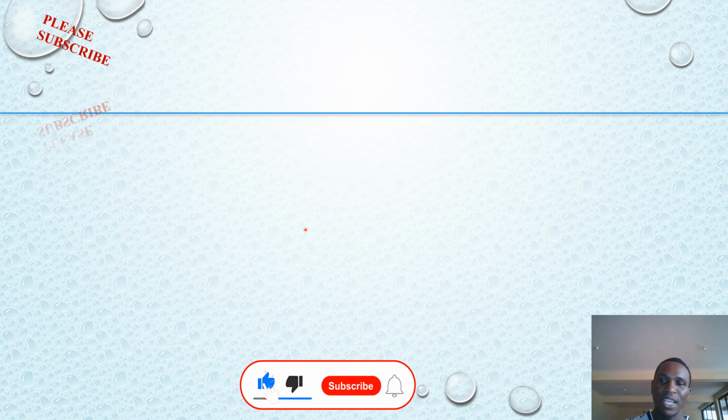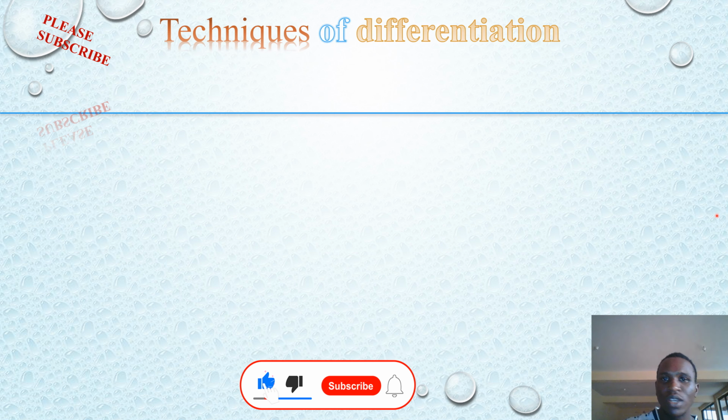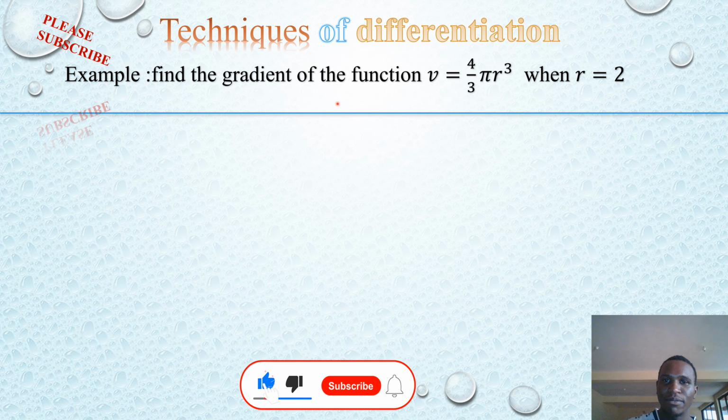Now going for the next segment of the techniques, we'll have an example. Find the gradient of the function. This is V, and V equals 4 on 3 pi r cubed. We have to find the gradient of this function when r is 2. This is the volume of a sphere.